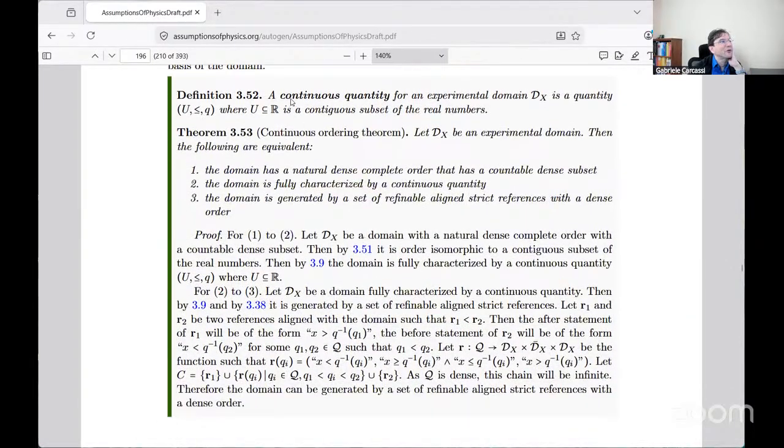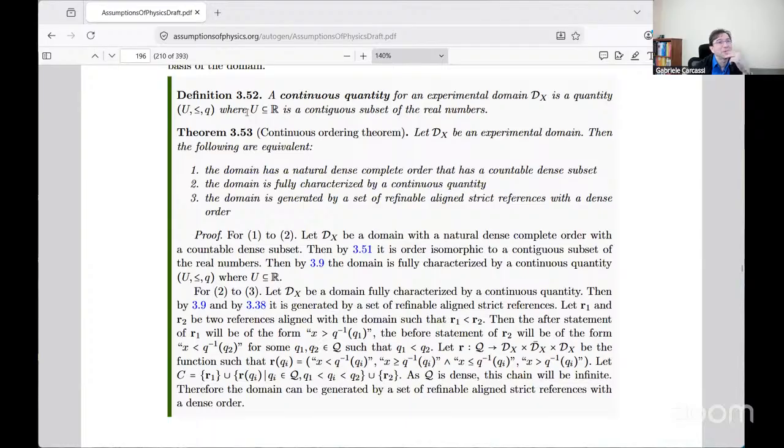So the definition is: a continuous quantity for an experimental domain is again a quantity u less than q, where u is a continuous subset of the real numbers, and we use contiguous just to make things easier.